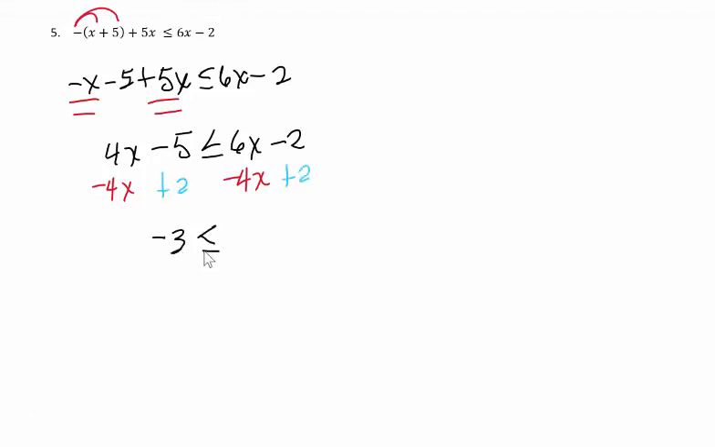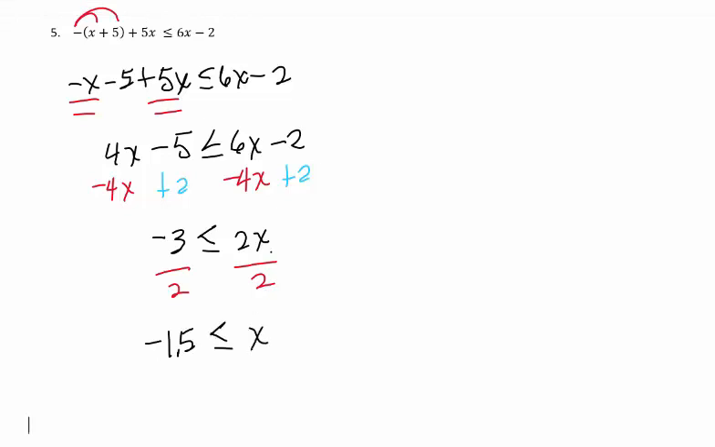We're left with -3 on the left is less than or equal to 6x minus 4x, or 2x, on the right. And then lastly, divide both sides by 2, the coefficient of x. So we have -3 halves, or -1.5, is less than or equal to x.